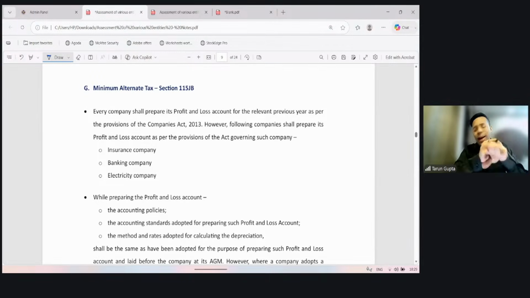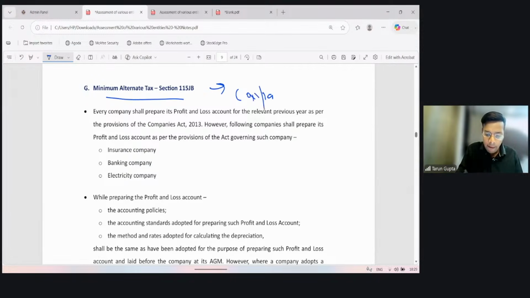So this was all about the tax rate. Now we'll discuss the MAT, minimum alternate tax. This is applicable only to the companies. Only domestic company? No. MAT is applicable to both domestic companies as well as foreign companies.